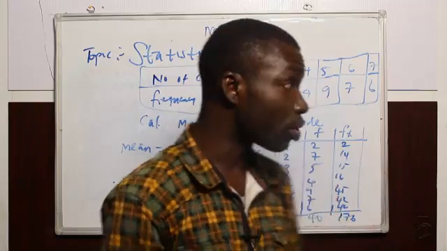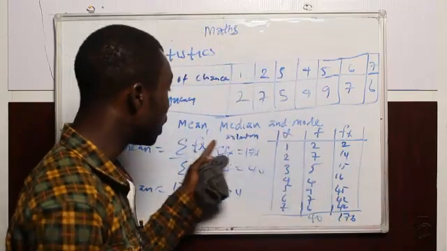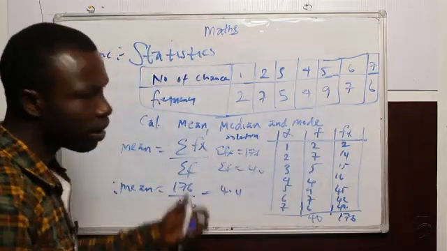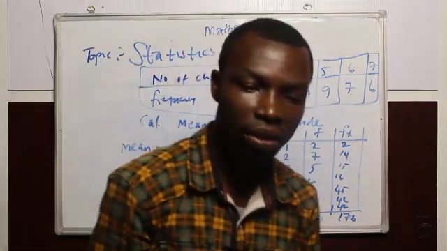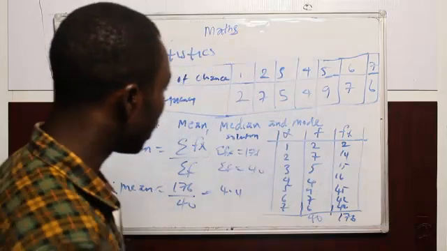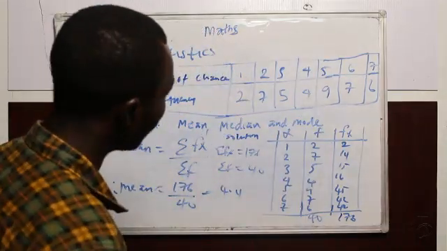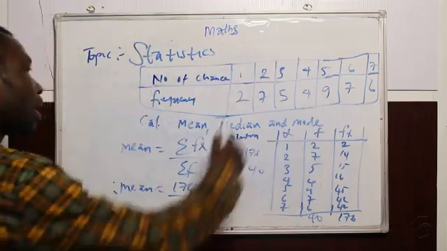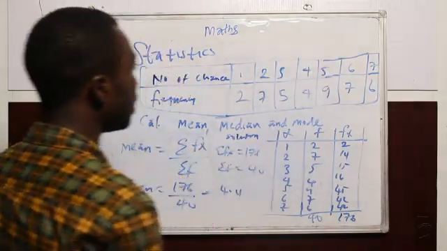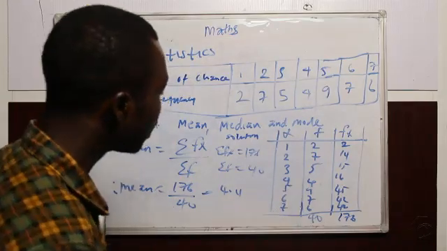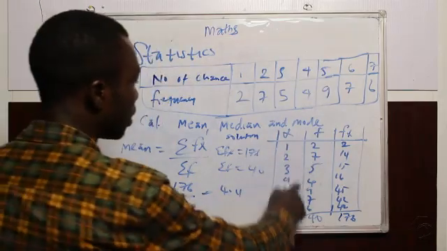What is the mode? Because the question says calculate the mean, the median, and the mode. We've calculated our mean. Now, the next thing is for us to calculate our mode. Check our table that we just drew, because it gave us a clue on how to solve this question effectively. Even in the table here, it's very easy. Now, what is the mode? The modal number in this table.